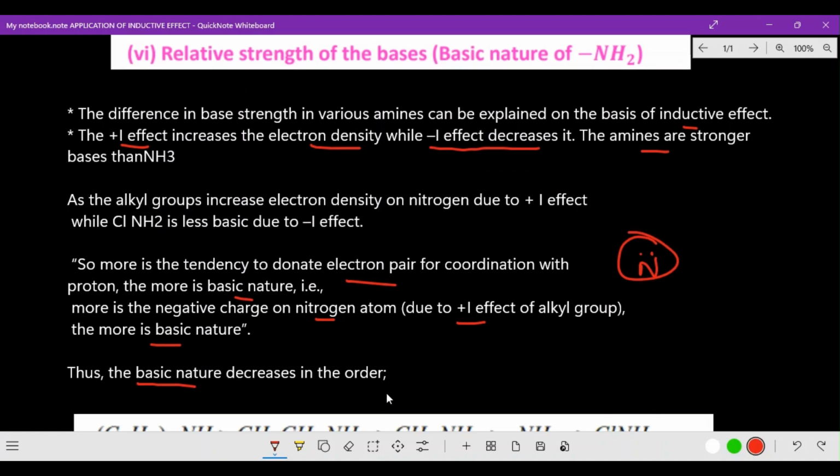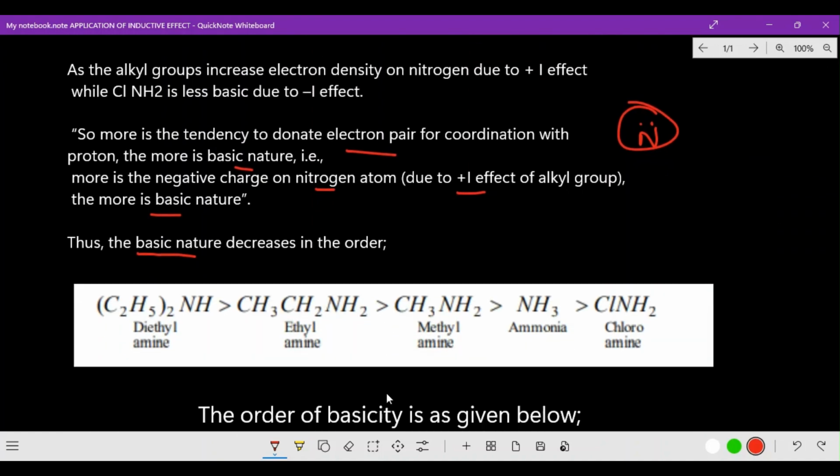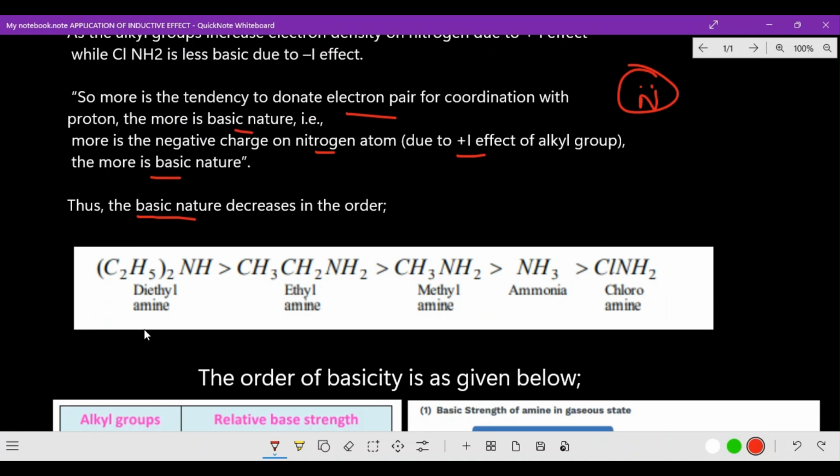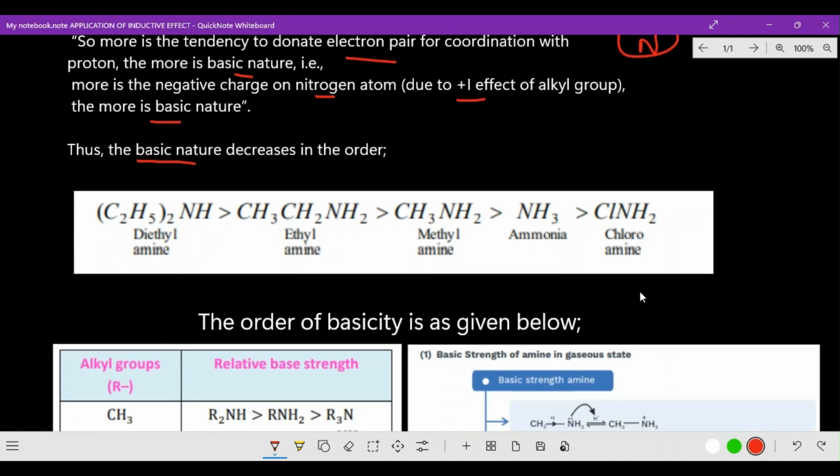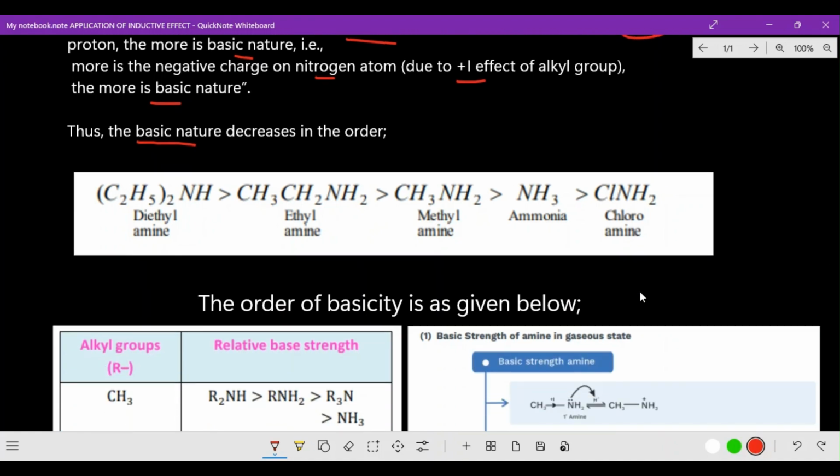I think they have given a clear idea here. Diethylamine is greater than ethylamine, which is greater than methylamine, which is greater than ammonia, which is greater than chloroamine. Chlorine has more electronegativity, so naturally it will be less basic. Please remember, it is just the opposite of basic and acidic nature.